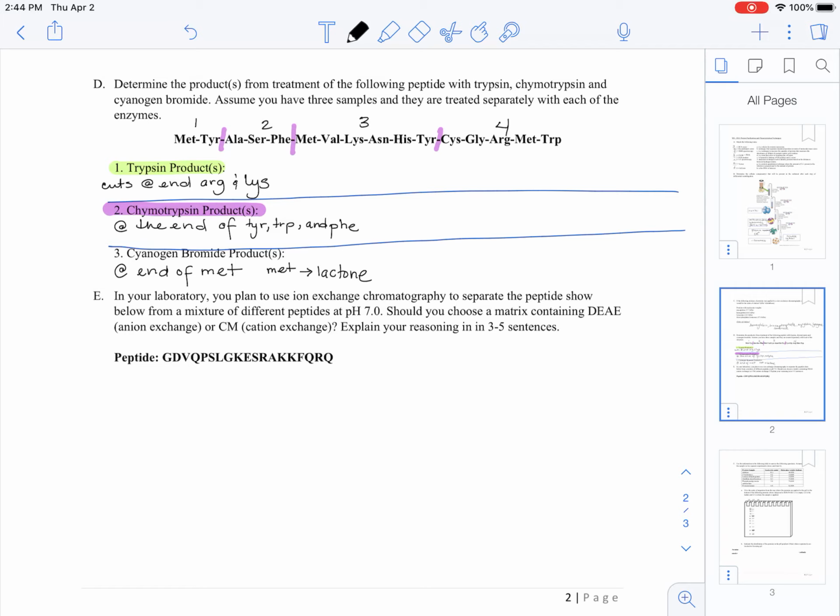The first one has methionine and tyrosine. The second one has alanine, serine, phenylalanine. The third one has methionine, valine, lysine, asparagine, histidine, and tyrosine. And then the last one has cysteine, glycine, arginine, methionine, and tryptophan.